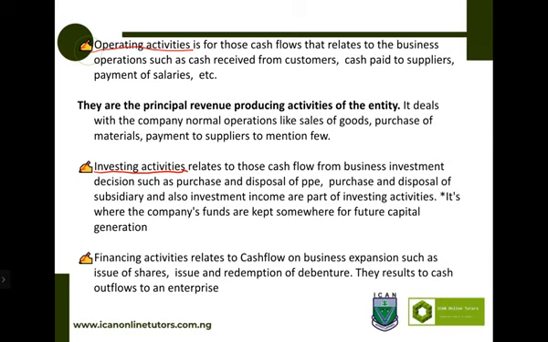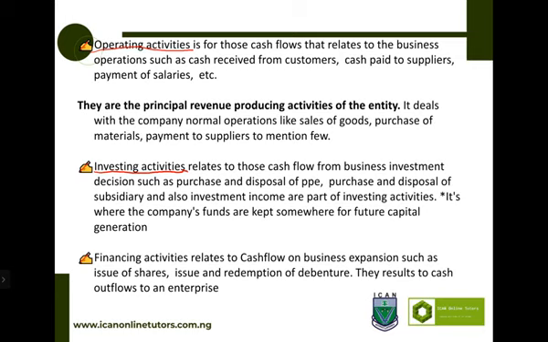Your financing activities are those activities for expansion of the business, such as what? When you issue shares, you are inviting people to come and subscribe to your shares so that you can what? You can expand. When you redeem shares, you are also what? Expanding. Those expansions are what is known as your financing activities. And this financing can be gotten from your what?